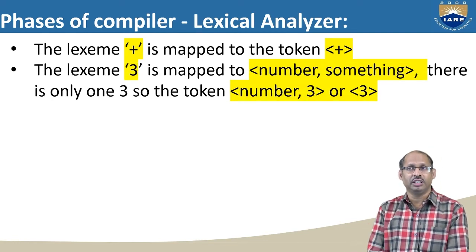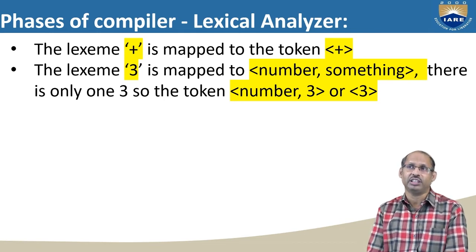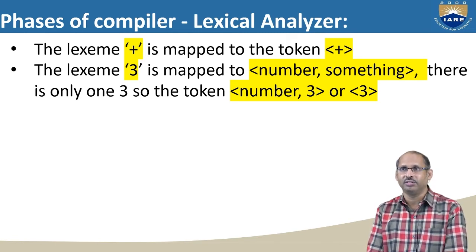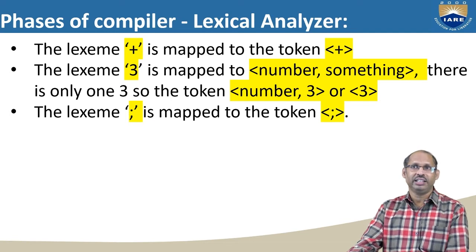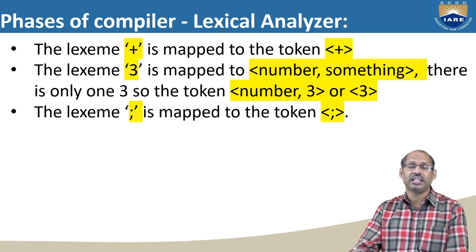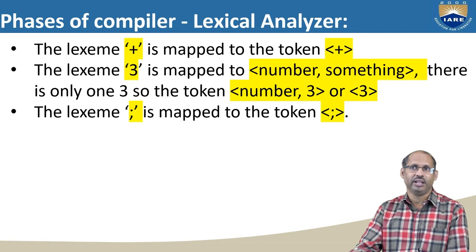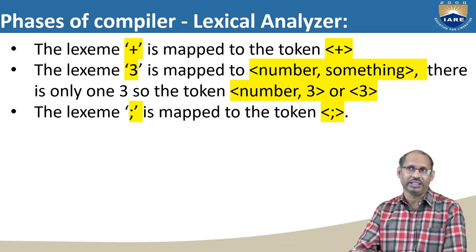Next one, plus sign is an operator. So we refer to the operator table and we construct the token with the operator sign. Then lexeme 3. It is a constant. It is a number. Simply we can represent it as a number, or we can say number comma 3, right? Then semicolon. It is an operator. So we say semicolon, right? These are the lexemes we are associating with respect to tokens.